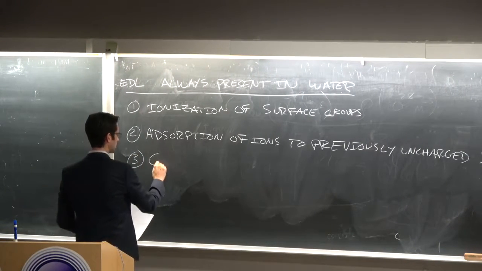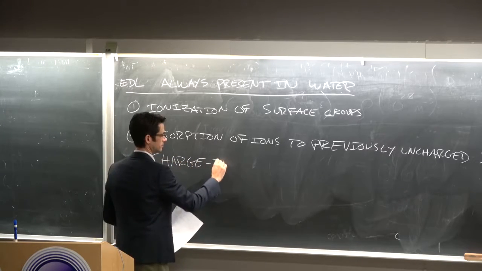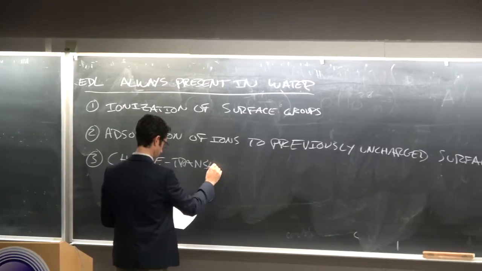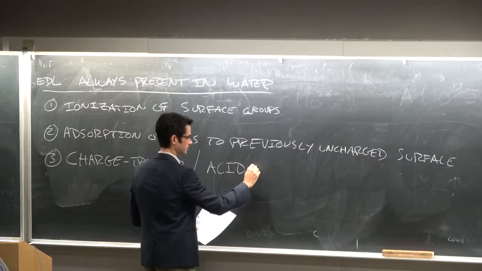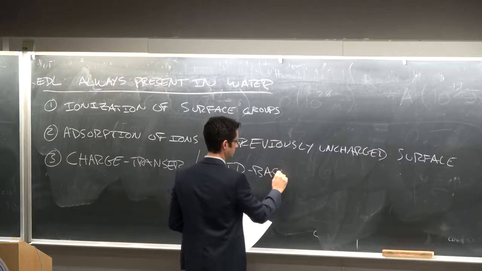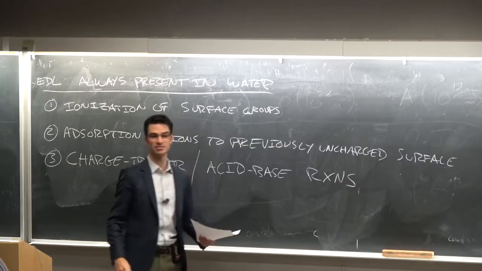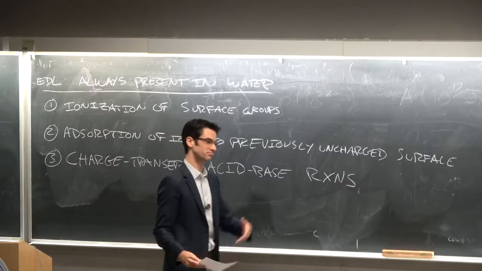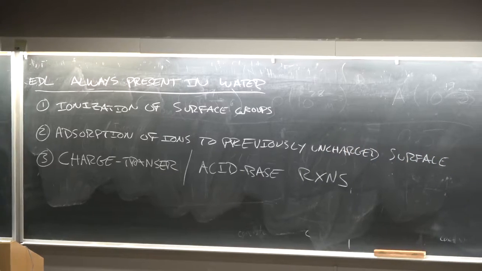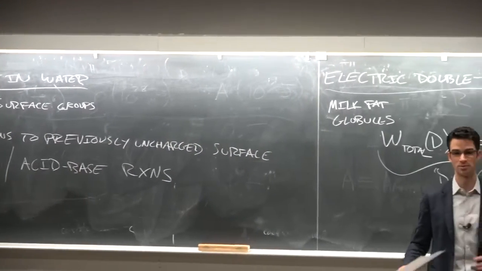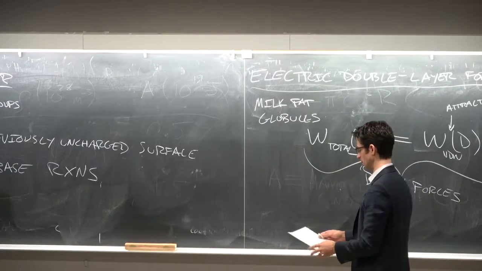The third thing that can happen is charge transfer, or acid-base reactions. So literally, like in the case of a quantum dot, you can transfer a charge. There could be some other type of reaction at a surface that changed the ionization state of the surface.